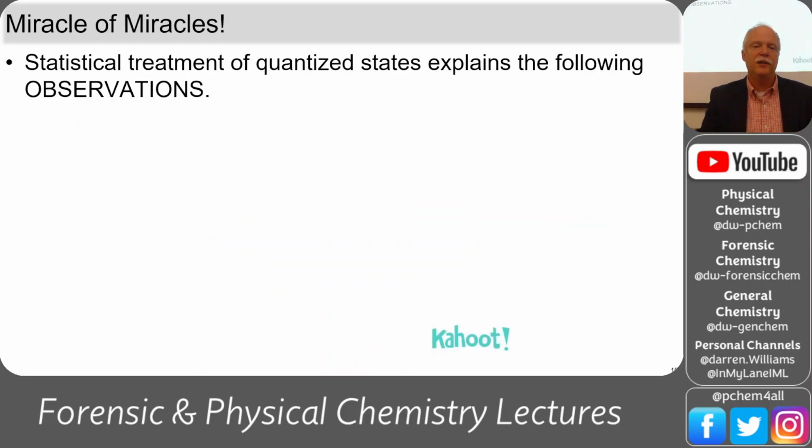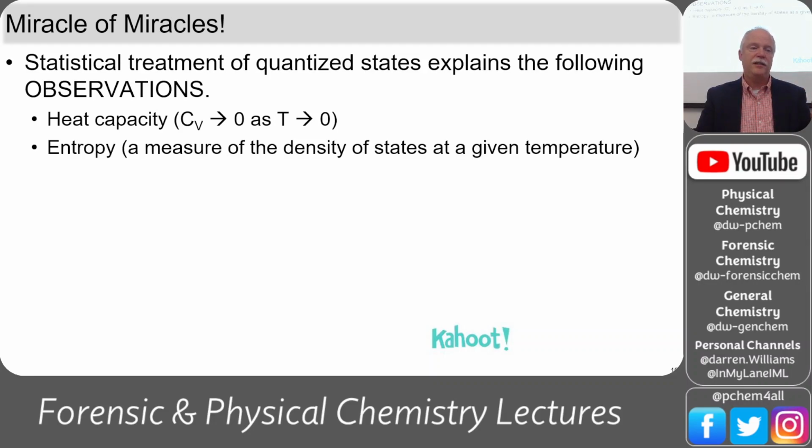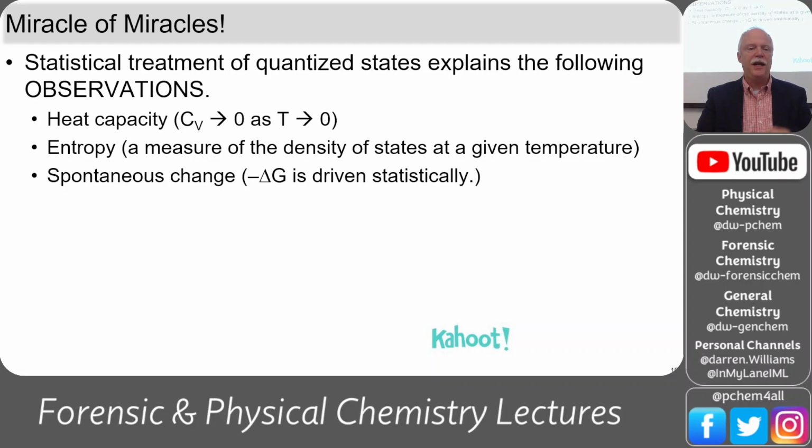So this is pretty much a miracle. A statistical treatment of quantized states explains the following observations. It explains how heat capacity goes to zero as temperature goes to zero. It explains that the entropy is a measure of the density of states at a given temperature. So like how much degeneracy you have and how many states you have in a given energy range. That's what we mean by density of states. A spontaneous change, it explains why delta G is driven statistically by entropy.